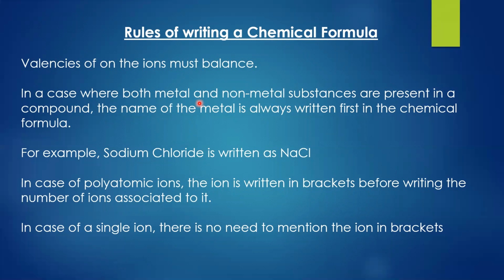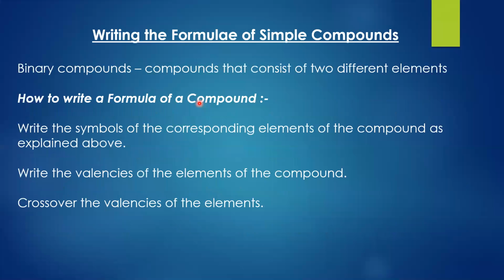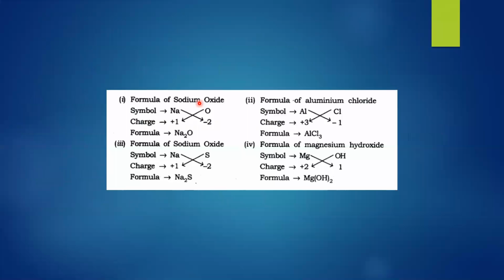In case of polyatomic ions, the ion is written in bracket form before writing the number of ions associated with it. In case of a single ion, there is no need to mention the ion in brackets. Let's see an example to understand clearly. Binary compounds means compounds that consist of two different elements. How to write the formula of a compound? Write the symbols of the corresponding elements of the compound as explained above. Then write the valencies of the elements and cross over the valency of the elements like this.